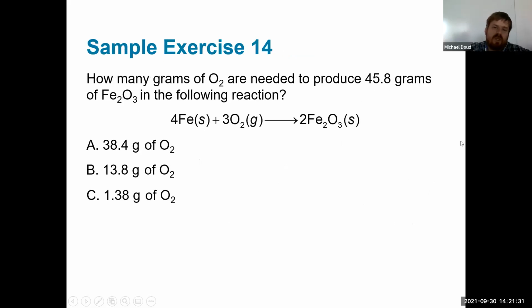Okay, so here we go. So now we're going to change the rules here a little bit for sample exercise 14. Rather than asking how much you're going to produce, instead, we're flipping it. I'm asking you, how much do we need?